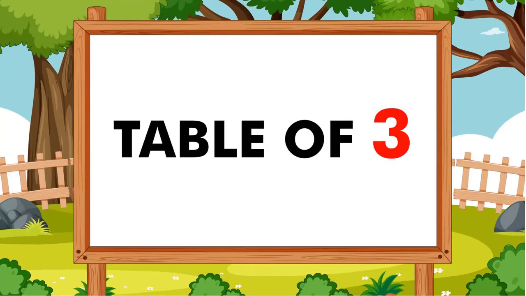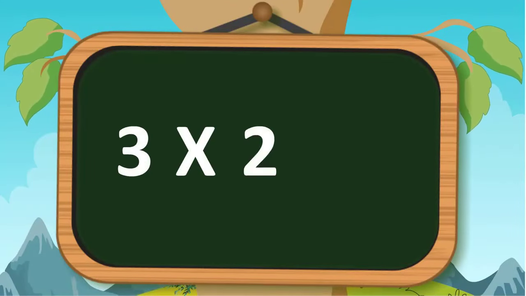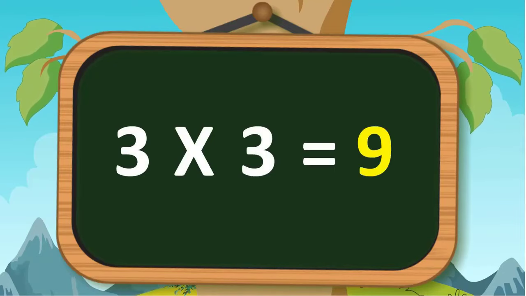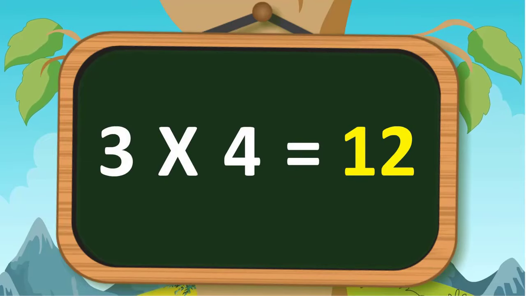Hello, children. Today we will learn table of 3. 3 ones are 3. 3 twos are 6. 3 threes are 9. 3 fours are 12.